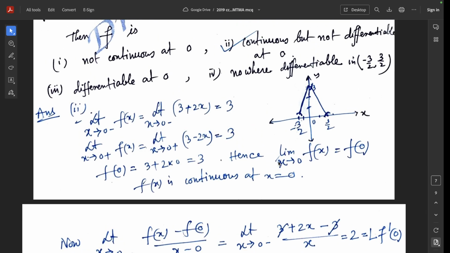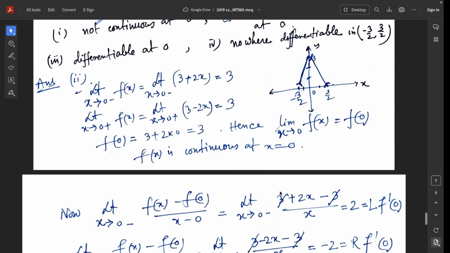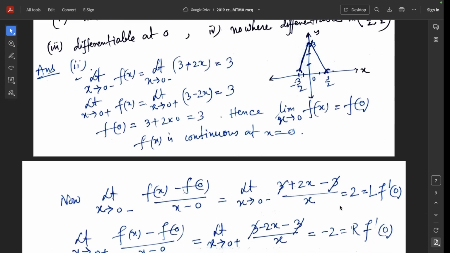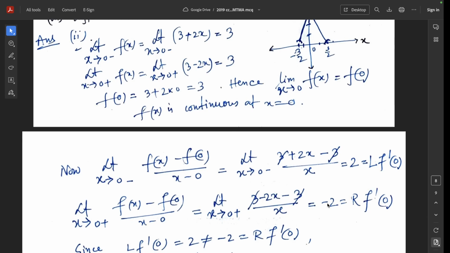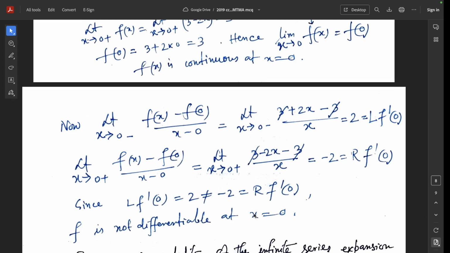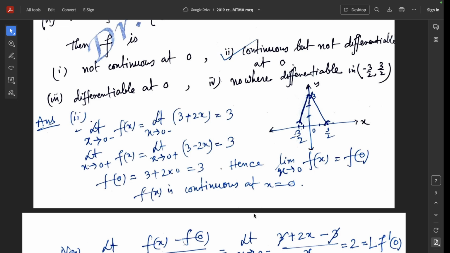But this is not differentiable, because if we find the limit as x tends to 0 minus of (f(x) minus f(0)) by (x minus 0), we get 3 plus 2x, f(0) equal to 3, we get 2. This is the left hand derivative, f dash 0 value is 2. And the right hand derivative, f(x) equal to 3 minus 2x minus 3, gives minus 2. So left hand derivative is not equal to right hand derivative, hence it is not differentiable at x equal to 0. So the correct option is 2, continuous but not differentiable at x equal to 0.